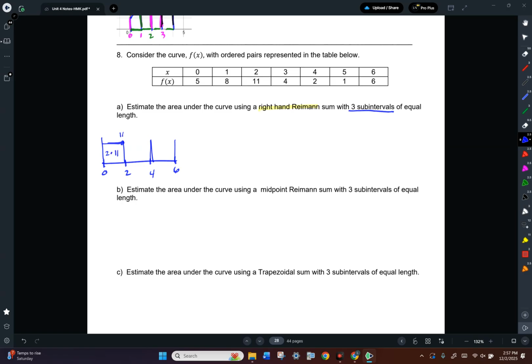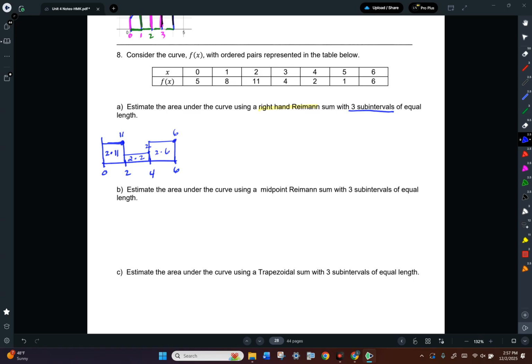Okay. The second rectangle, I'm going to use the 4 value to determine the height. And at 4, I know the y value is only 2. Now, again, it doesn't have to be drawn to scale. I'm just kind of estimating-ish. So the second rectangle is going to be a 2 by 2. Again, I know you guys could easily write in 22 and write in 4, but they want to see the multiplication of the base times height. And then the final one from 4 to 6, if I'm using the right side, I'm going to use x equals 6, and the height at 6 is 6. So that rectangle is going to be a 2 by 6.